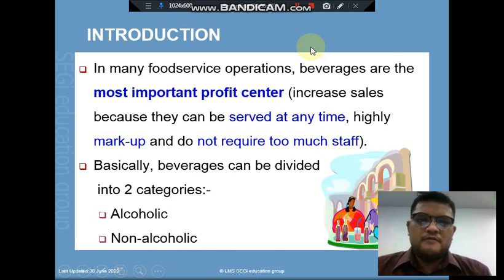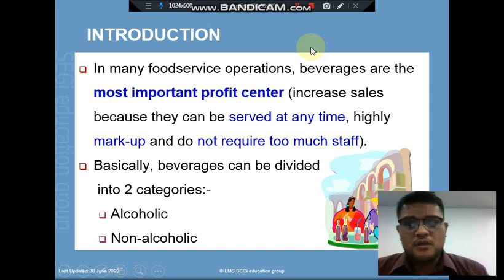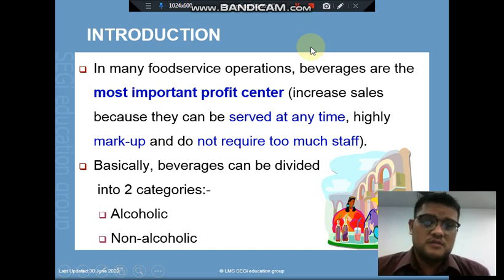We consider that beverages are the most important profit center for any food and beverage outlet, because beverages normally will be served at any time, and we can highly mark up the price of the beverage. I think you know that beverage cost compared to the price is about a 200 or 300% markup, and these beverages do not require too much staff for the service. So because of this, the labor cost for the beverage center will be low, and it leads to a higher profit margin.